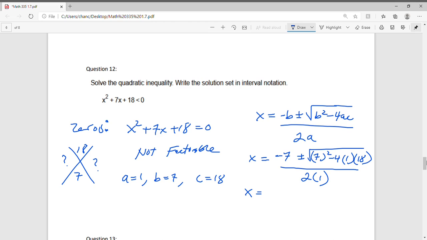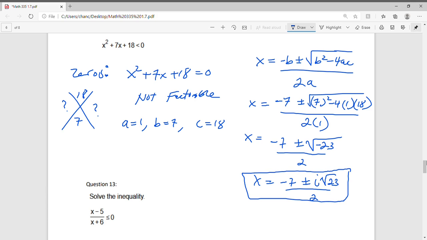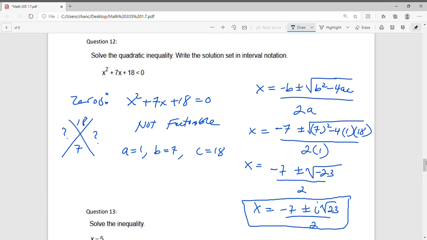And we can simplify this as negative 7 plus or minus the square root of negative 23 over 2. Now, we have a negative radical, so this implies x equals negative 7 plus or minus i root 23 over 2. Now this is an imaginary number. What does that tell me about the zeros? There are no zeros. So this implies that this graph contains no zeros.